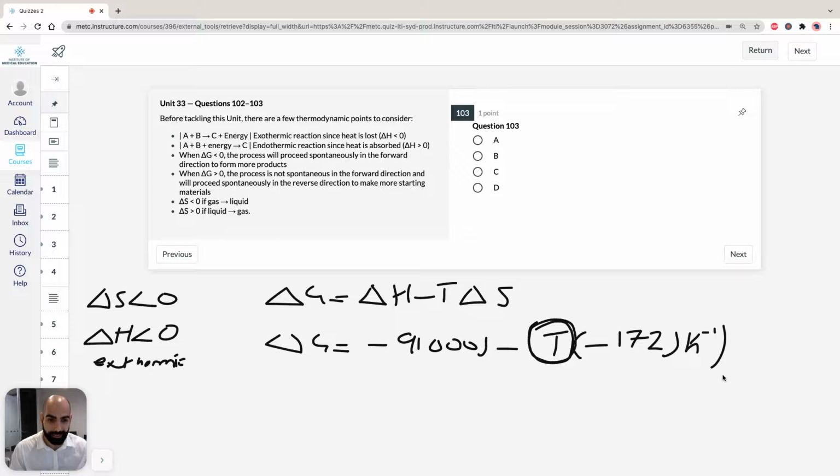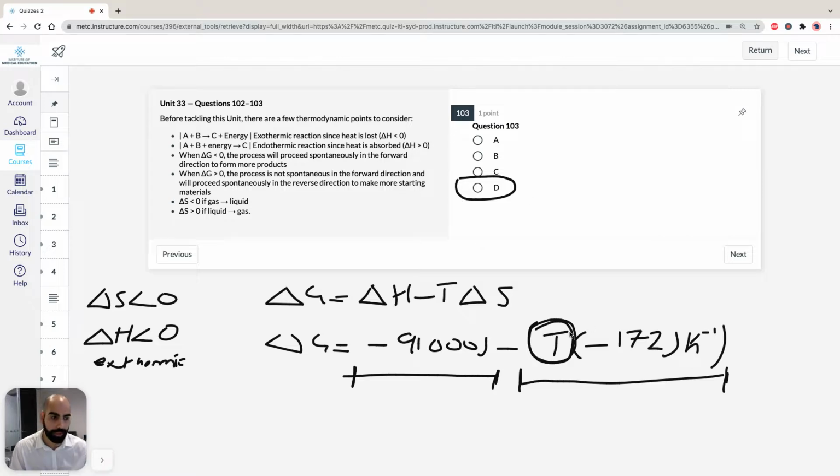So this side has to be less than 91,000 joules to be spontaneous. Therefore, the answer for 103 has to be that. The only way we can do that is if we have a T that is less than the specific maximum temperature value. So the answer for 103, therefore, has to be D.